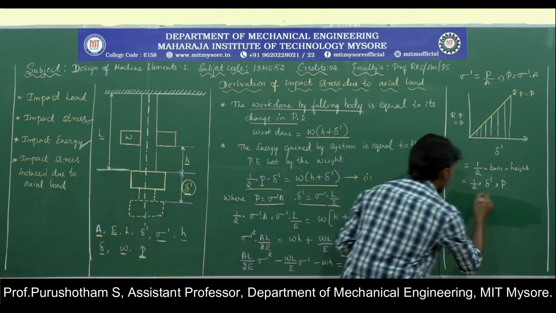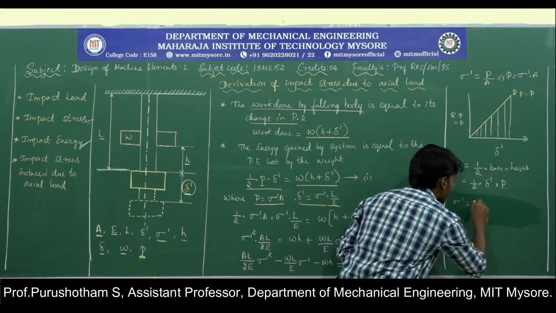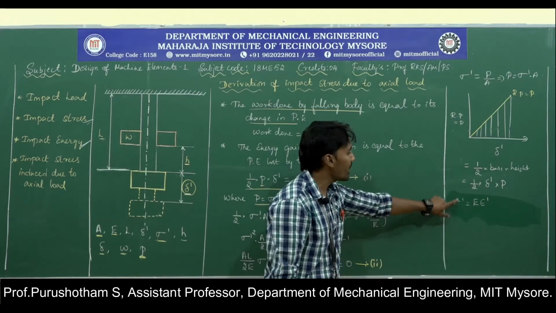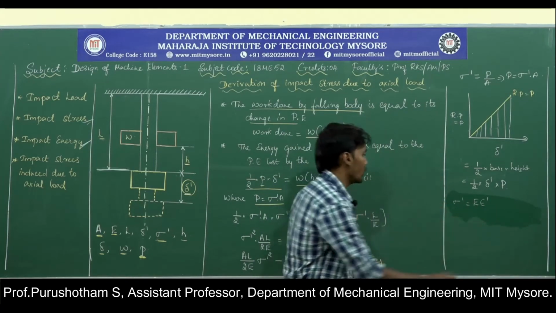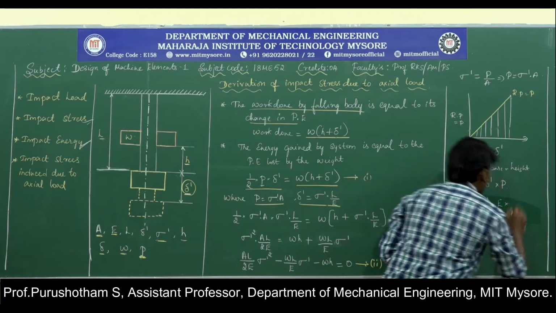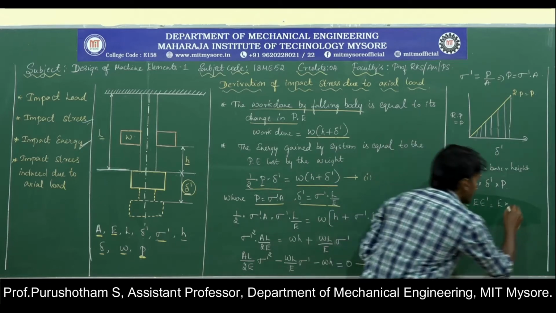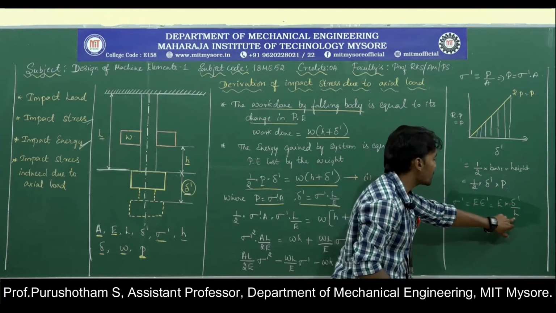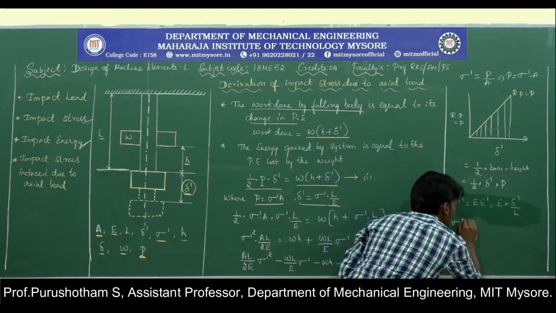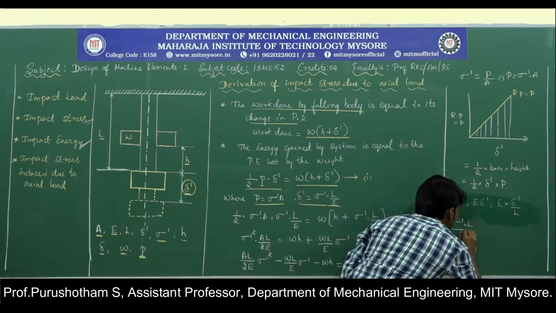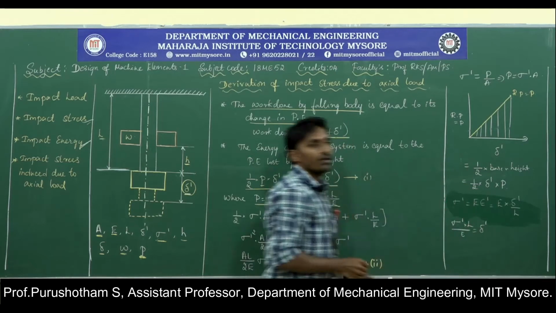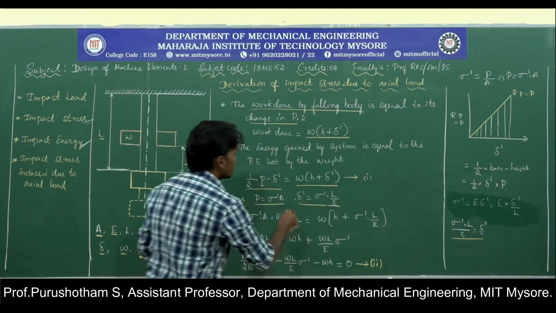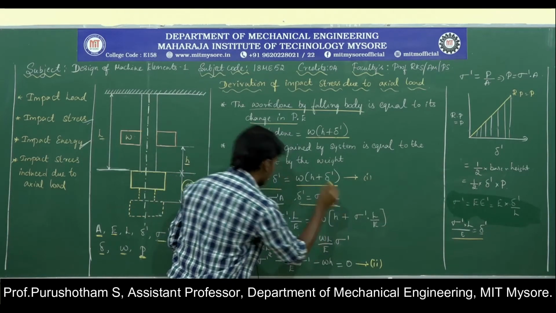We know that sigma dash is equal to E into epsilon dash, where sigma dash is the stress induced due to impact load and epsilon dash is the strain due to impact load. Then E equals sigma dash by epsilon dash, where epsilon dash is delta dash by L, that is the change in length, the instantaneous deformation, by the original length. Then sigma dash into L divided by E gives epsilon dash into L, that is delta dash. So from this equation we can say delta dash is equal to sigma dash into L by E.